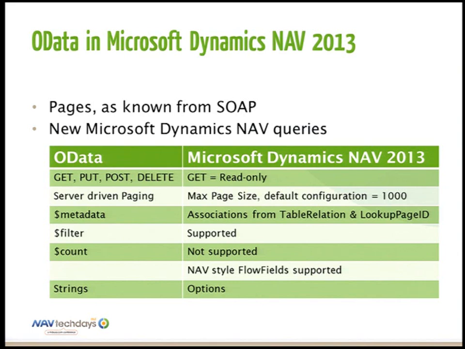There's also a standard metadata endpoint on OData, which you can use to get a description of what data are exposed, the types and the fields and relations between the different OData resources. There's filter support for OData, that's supported. Count is not supported, but you can use flow fields to get around that. You can expose queries as OData endpoints, as you saw, and you can also expose pages.